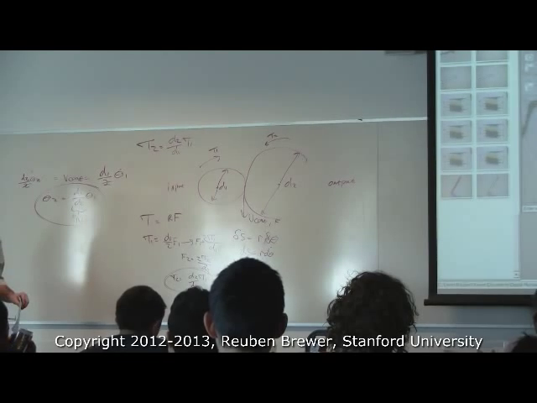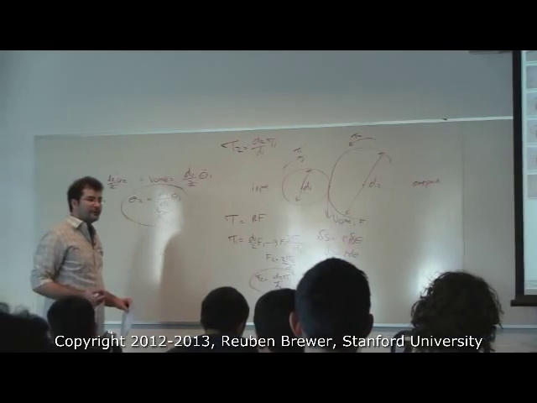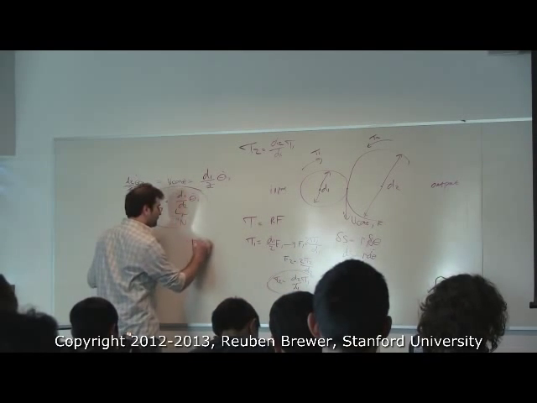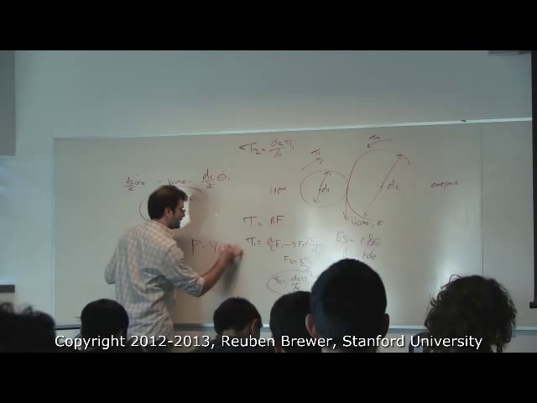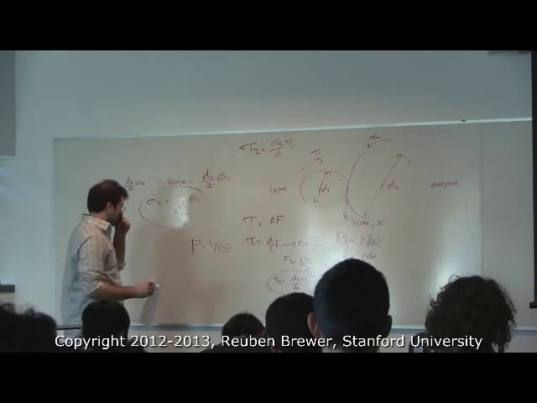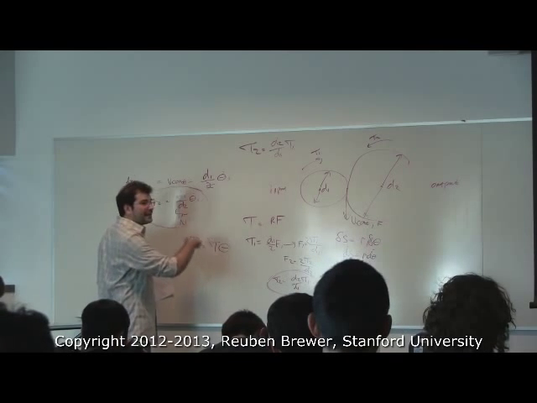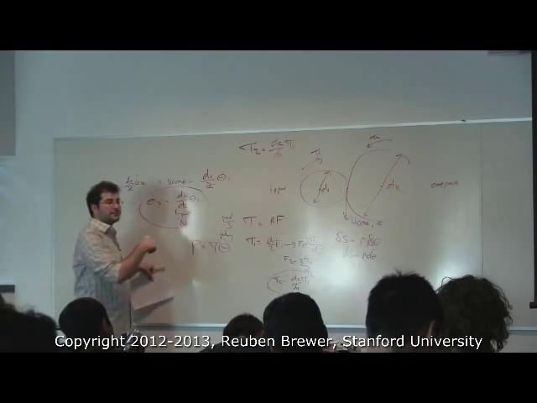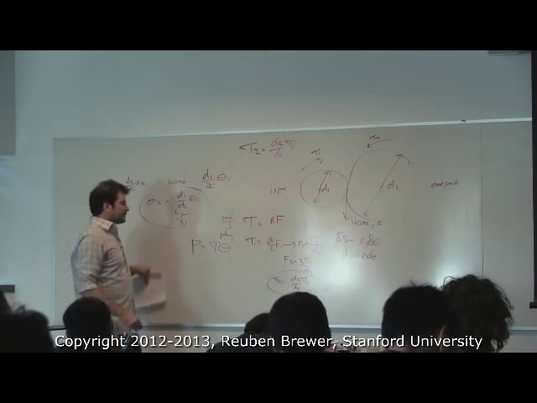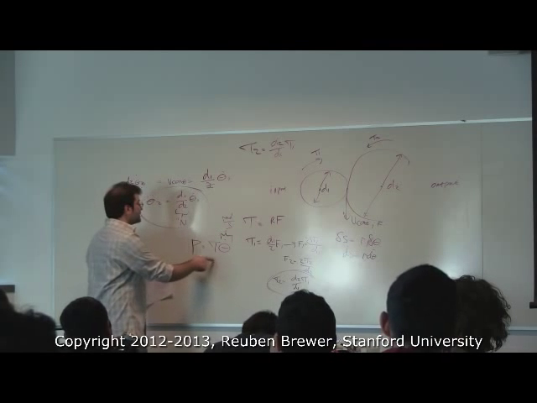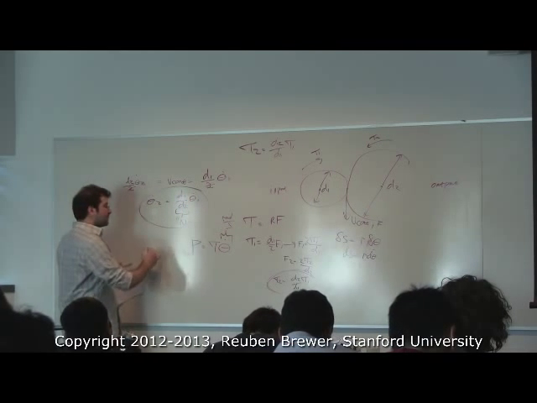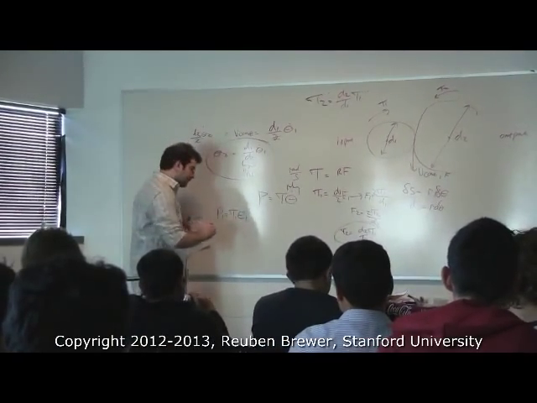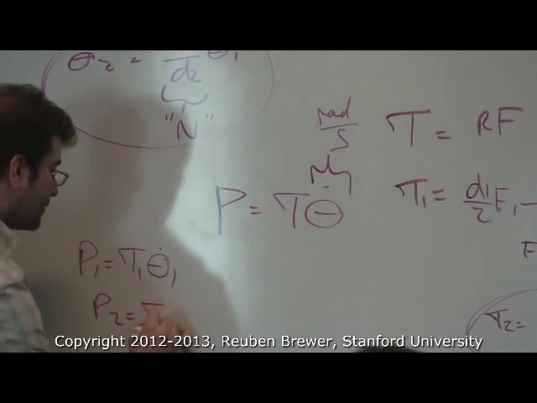Does anyone know what mechanical power is in terms of math? Torque. Yeah. So mechanical power P is torque times theta dot. Theta dot is the angular velocity, in radians per second, or degree measurements per second. So let's multiply out the input power. P1 is tau 1 theta 1 dot. P2 is tau 2 theta 2 dot.